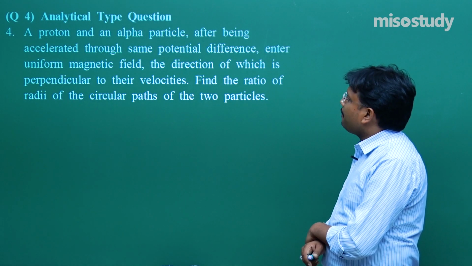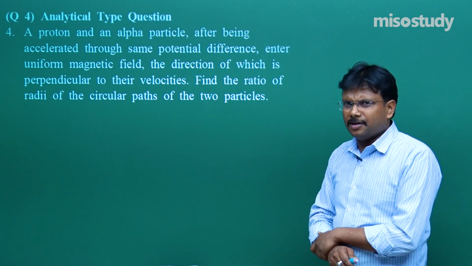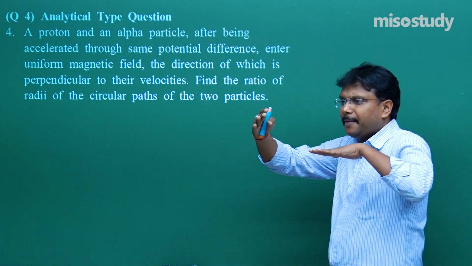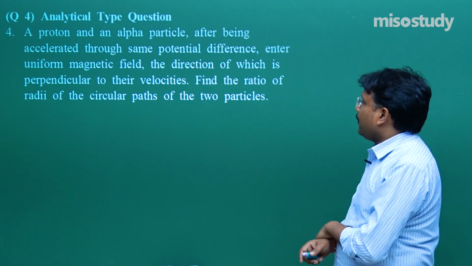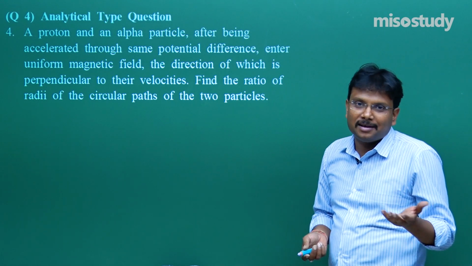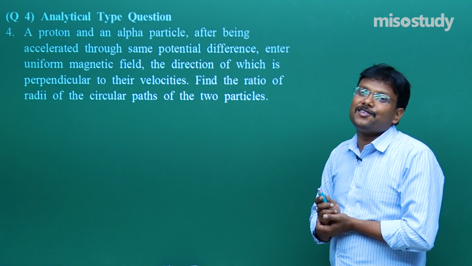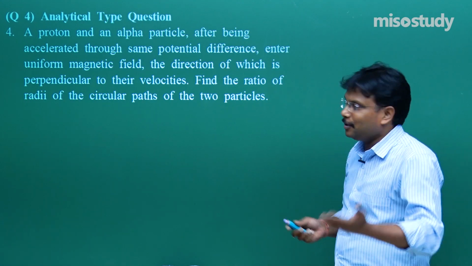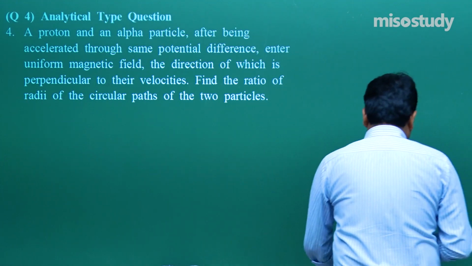They enter a uniform magnetic field, the direction of which is perpendicular to their velocity. So that situation is simple, perpendicular, so they have the tendency to move on a circular path. Find the ratio of the radii of the circular paths of the two particles. Fine. Just because of the mass difference, just because of the charge difference, the radius is going to be different. So let us solve this particular problem using these basic concepts.